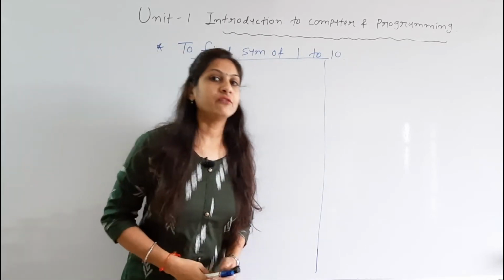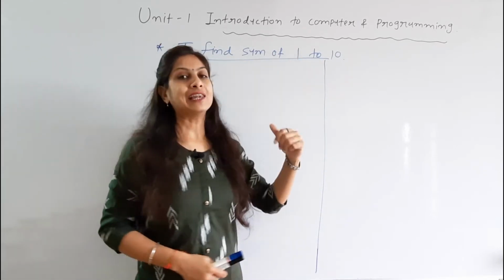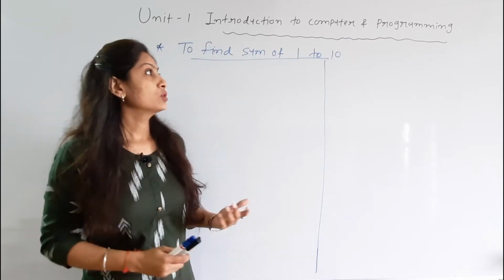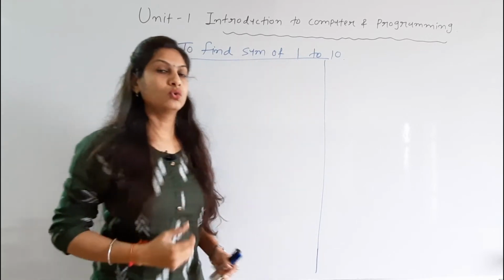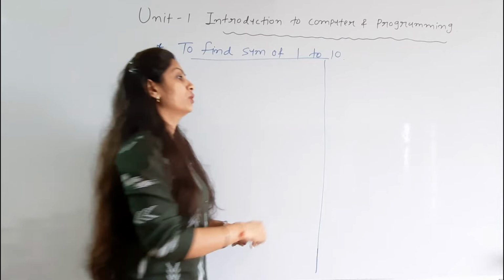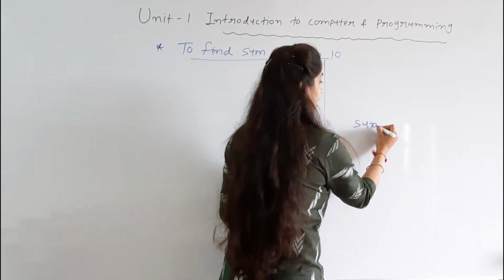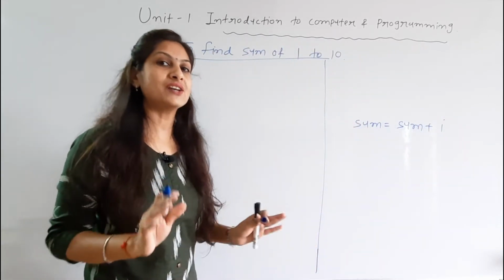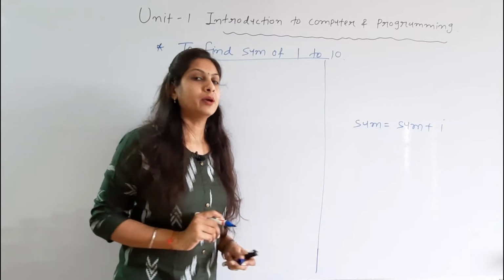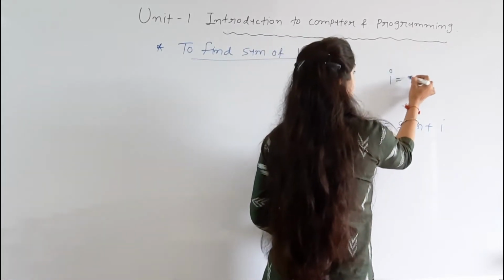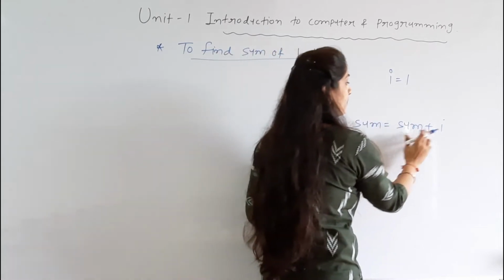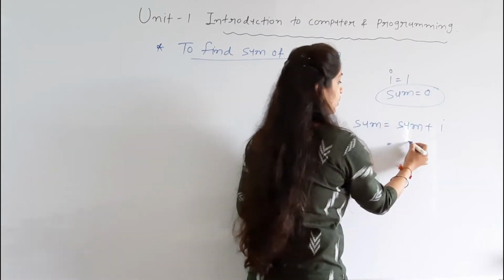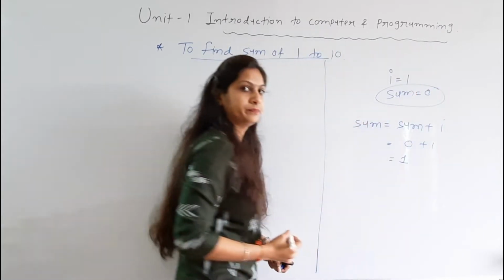Now in a previous lecture, if you remember, we displayed the values 1 to 10 and the logic we already completed. So that logic we now have to use for finding the sum. Here the only change is our formula, that is sum equals sum plus I, and I always starts with 1. So sum plus I, and by default we are considering sum equals 0, that is 0 plus 1, the output is 1.